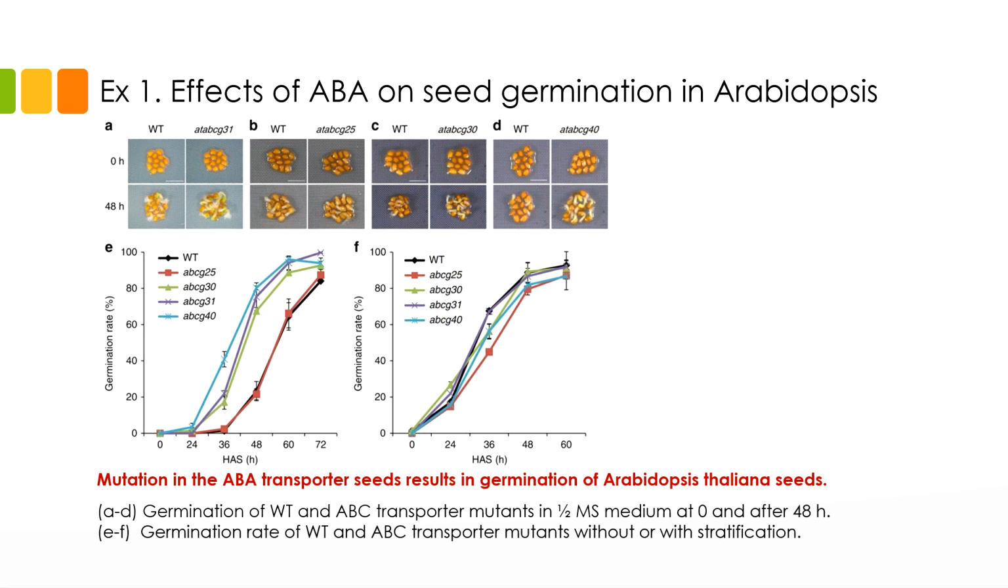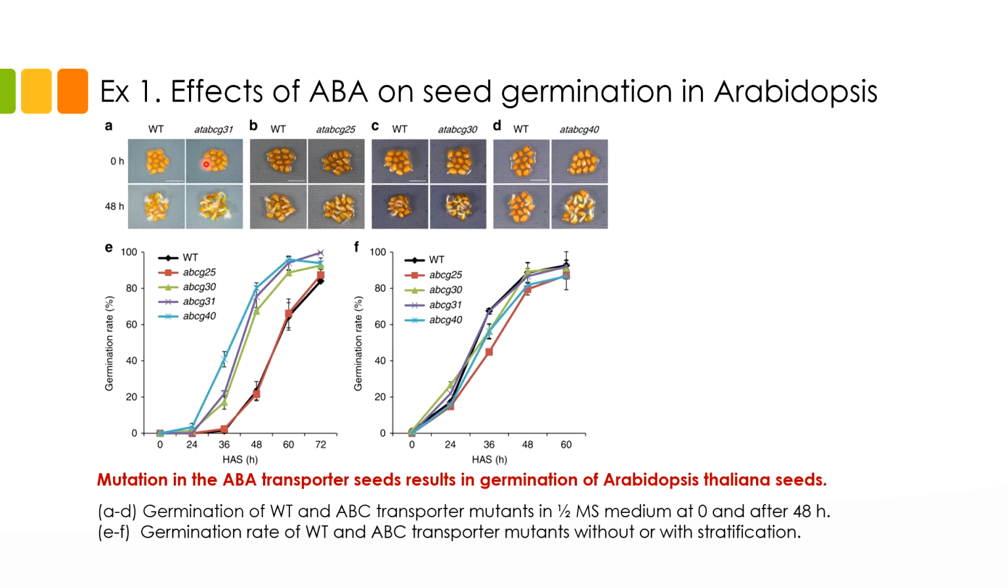This slide illustrates the effects of ABA on seed germination in Arabidopsis. The first panel shows Arabidopsis germination after 0 hours, while the second panel shows Arabidopsis germination after 48 hours. The seeds that are labeled WT here, here, here, and here are normal seeds. The seeds that are labeled ATABCG, followed by numbers, are mutant Arabidopsis seeds with non-functional ABA transporters. As I explained from the previous slide, the ABA transporters move the ABA from the endosperm to the embryo or specific locations within the embryo.